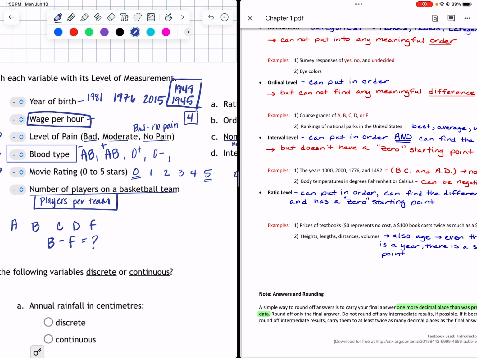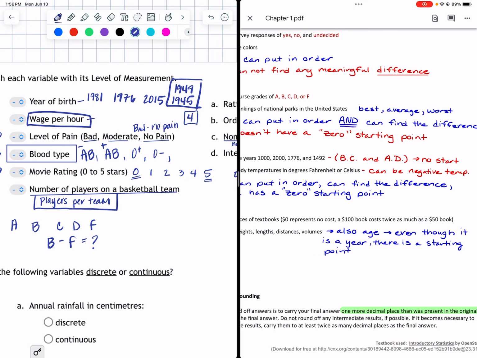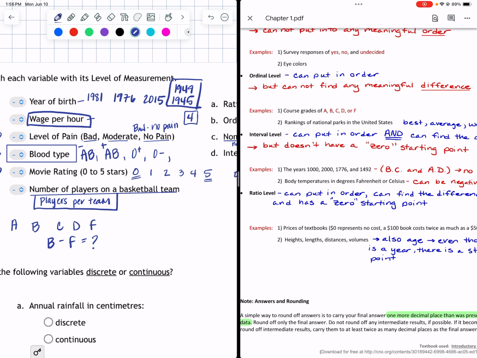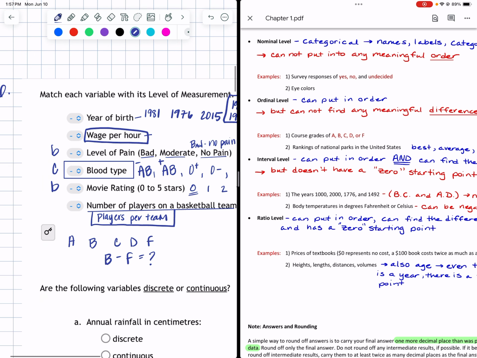What we don't have is that 0 starting point. That is one of the qualifications for an interval level number or an interval level of measurement. So we can put them in order. We can subtract them and get a meaningful answer, but we don't start at 0. This one is going to be interval.